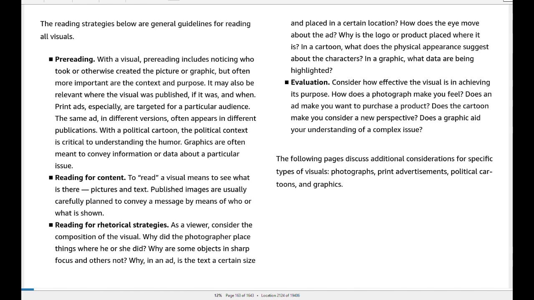Evaluation. Consider how effective the visual is in achieving its purpose. How does a photograph make you feel? Does an ad make you want to purchase a product? Does the cartoon make you consider a new perspective? Does a graphic aid your understanding of a complex issue? The following pages discuss additional considerations for specific types of visuals: photographs, print advertisements, political cartoons, and graphics.